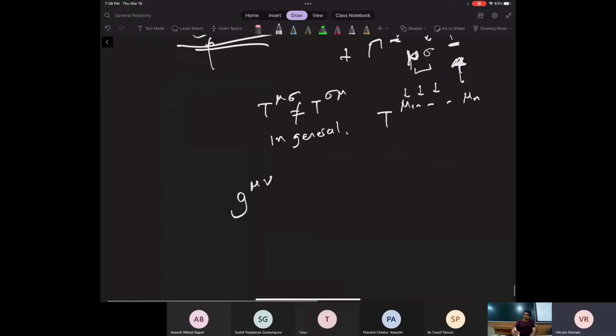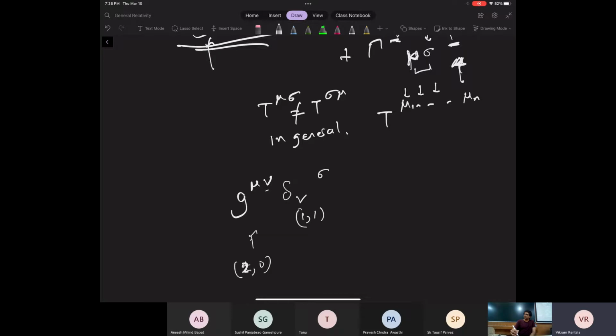G mu nu, with one upper, one lower. So am I contracting the indices of this delta? This one. This is a scalar. This is a tensor. If you like, this is actually a 1-1 tensor, and I'm contracting these indices.